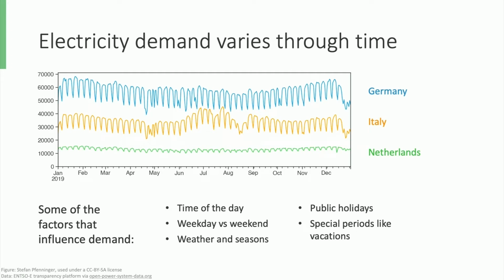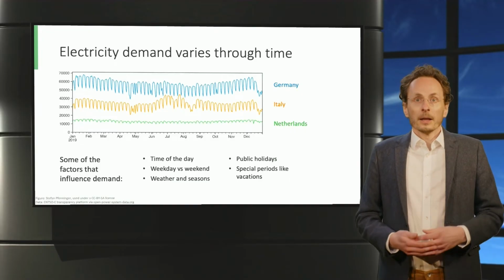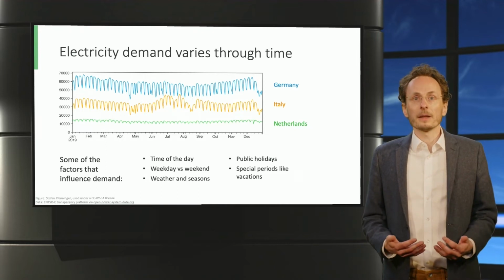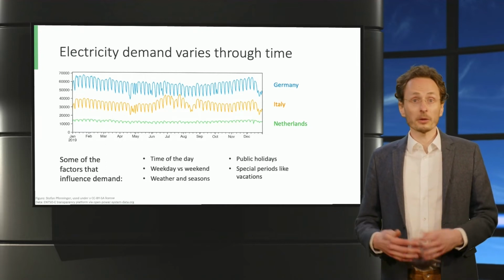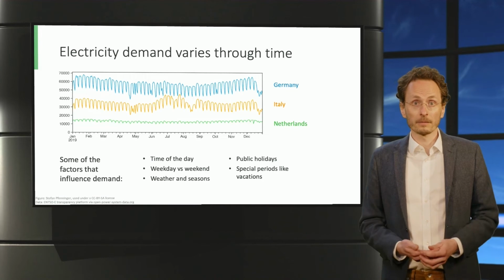We also see that there's a strong periodic fluctuation. Demand is lower on weekends. And in holiday season, like August in Italy, many things shut down. So demand is lower, same over Easter or, for example, Christmas. This variability of demand is well understood, and the electricity system is designed to handle it.